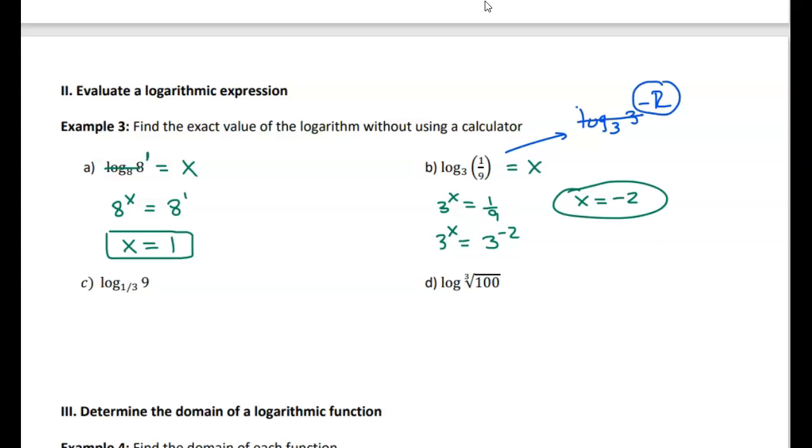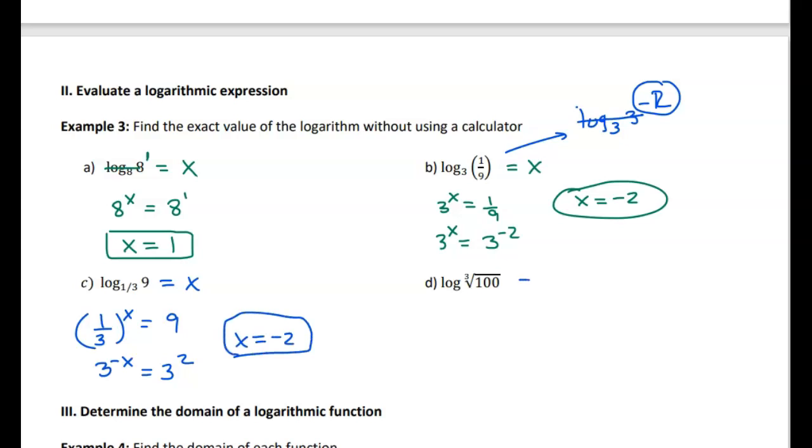Alright, part C. Log base 1/3 of 9 equals an unknown. So let's write it in exponential form. 1/3 to the x equals 9. Let's change both of them to base 3. So we have 3 to the -x equals 3 to the 2. Bases match, so x equals -2.